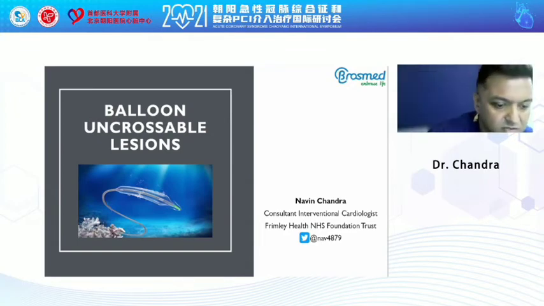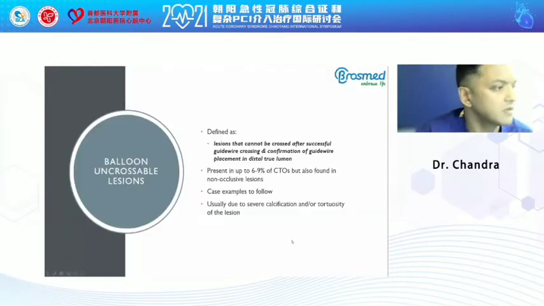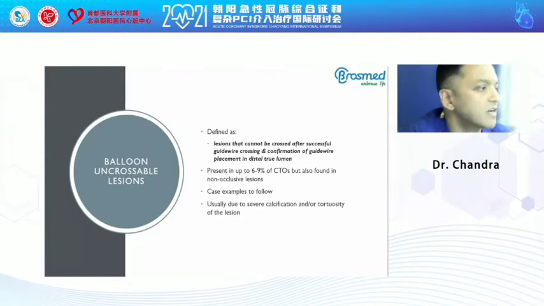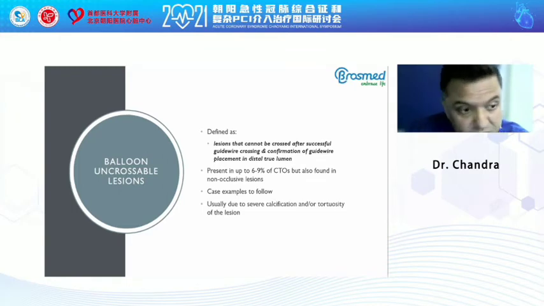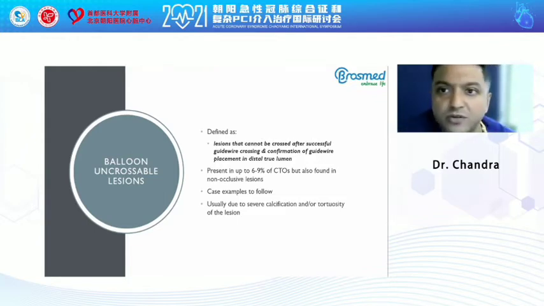For the purpose of understanding our terminology, a balloon uncrossable lesion is defined as a lesion that cannot be crossed after successful guide wire crossing, and, as mentioned by one of the other panelists, after confirmation of guide wire placement in a true distal lumen. This occurs in around 6-9% of all CTO cases, but is also found in non-occlusive lesions. I'll show you a case of each of those. Often balloon uncrossable lesions are due to severe calcification and or tortuosity within the lesion itself.